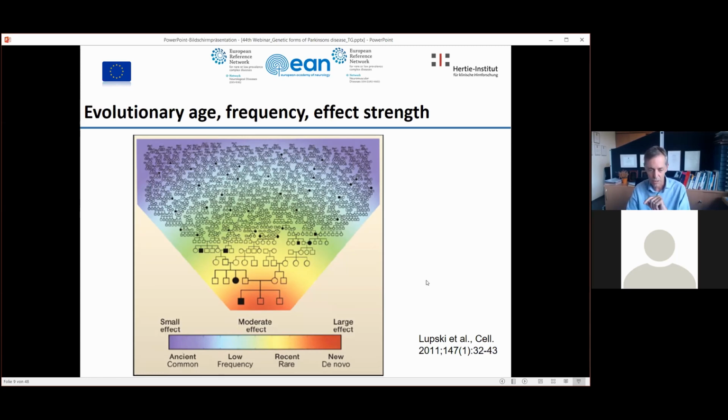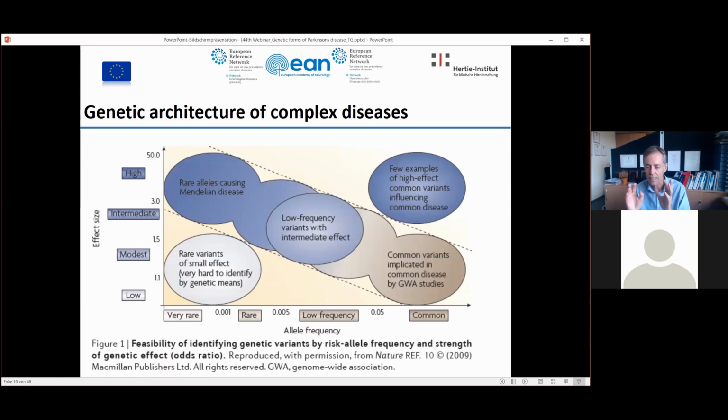That's interesting because this also can be applied to genetic diseases. We see a general pattern of the architecture of complex diseases, and I will show you in a minute how this applies also to Parkinson's disease. We have generally rare alleles, very rare alleles, that have a high effect, and those are the ones that cause Mendelian forms of the disease. So if you have the mutation, if you have the variant, then you will develop the disease.